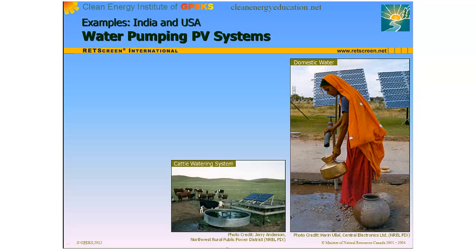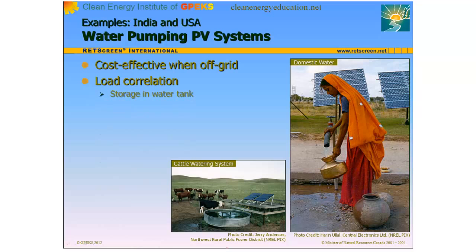Water pumping systems. Examples from India and the USA. Photovoltaic water pumping is often cost-effective off-grid. Especially in agricultural applications, the need for water often coincides with sunshine, such as hot periods or summertime. A reservoir can store water for cloudy periods or nighttime use and is more reliable and robust than a battery.